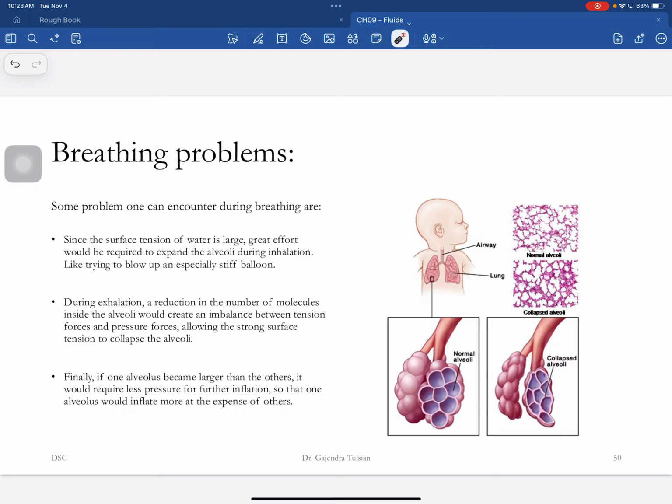During exhalation, as air goes out, there's less air in there, and you don't want the alveoli to collapse. How do you prevent it from collapsing? You reduce the surface tension of the alveoli wall. Again, if one alveolus becomes larger than the other, you don't want it to keep blowing up. You don't want air moving from a smaller alveolus to the bigger alveolus. Again, it's balanced by surface tension. So you don't want one alveolus to inflate more at the expense of the other.